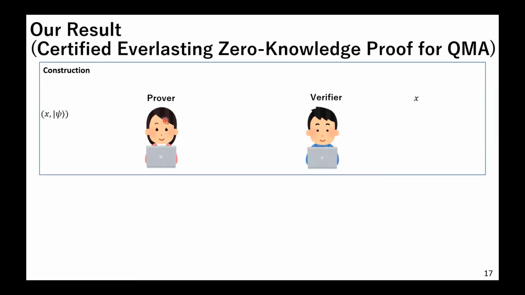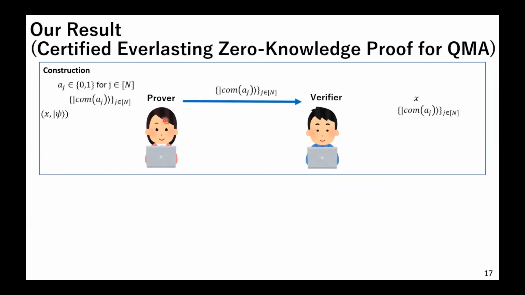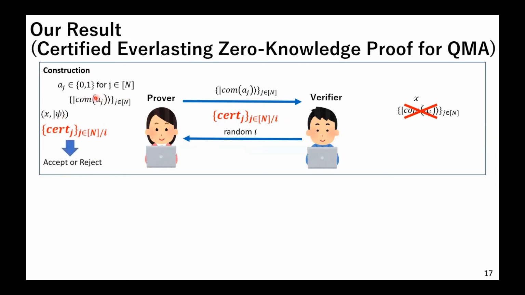First, the prover randomly generates n-length classical bit strings and commits to them using our new quantum commitment. Then, the verifier randomly generates I and generates a certificate of the quantum commitments other than this I. Then the verifier sends them to the prover. The prover checks whether all certificates are valid or not using internal information. Then the prover sends the i-th bit of A to the verifier. The verifier checks whether the instance X is a yes instance or not.